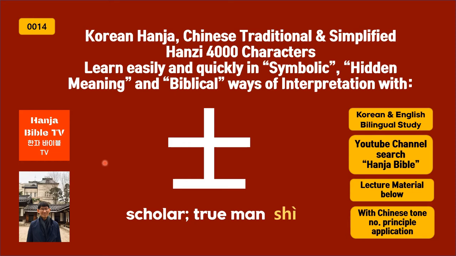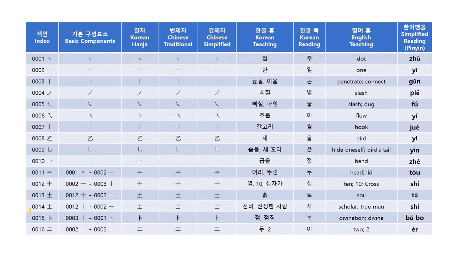Hello everyone, this is Sandy An for Hanja Bible, actually Chinese Characters Bible, number 14. We are looking at this character this time, meaning scholar, true man. The pronunciation is shi in Mandarin. On the index, we are here now. It's the combination of these two characters, meaning scholar, true man.